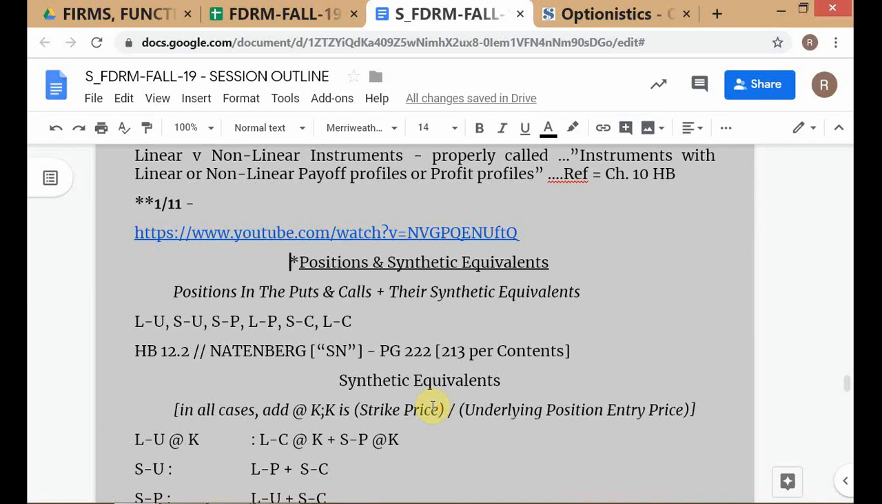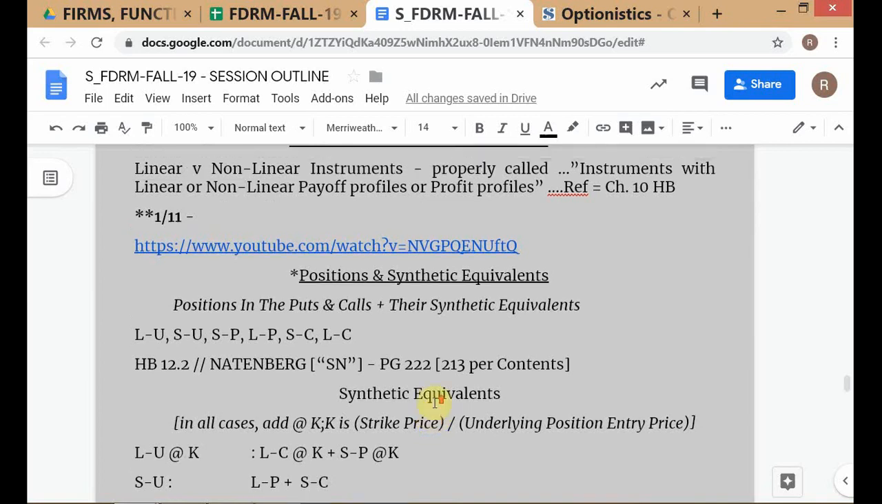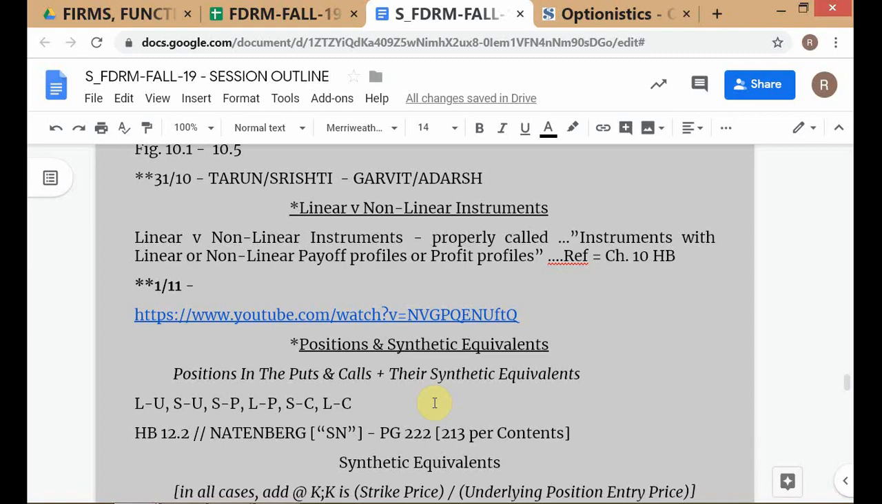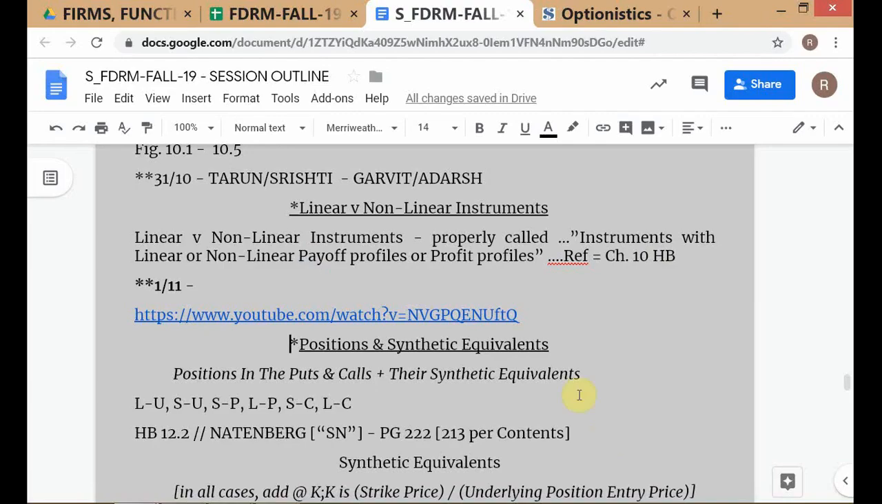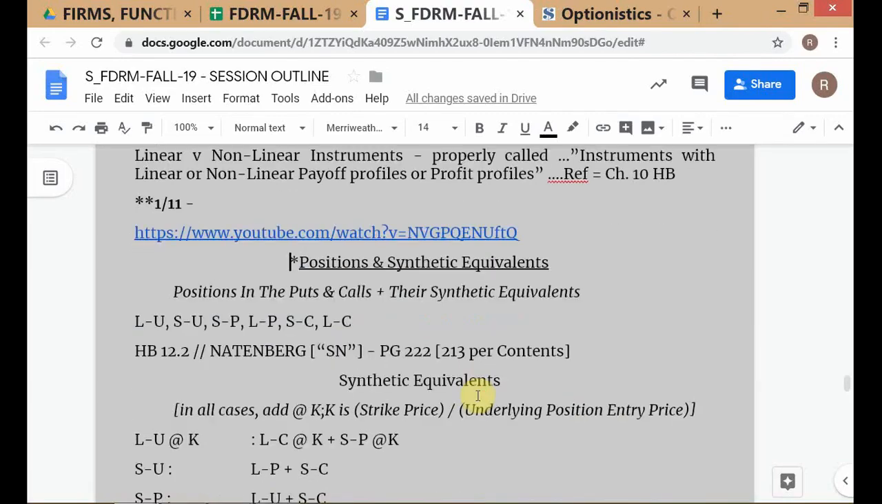Now we go on to our next topic. This linear payoff we have already done, and payoff and profit. So please make sure you go through the logic that I covered, okay, and satisfy yourself on all the other payoff diagrams. Okay, profit and payoff diagrams. So the next topic that we are going to is positions and synthetic equivalents.